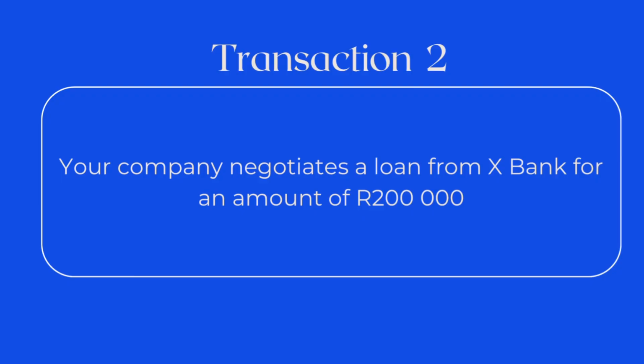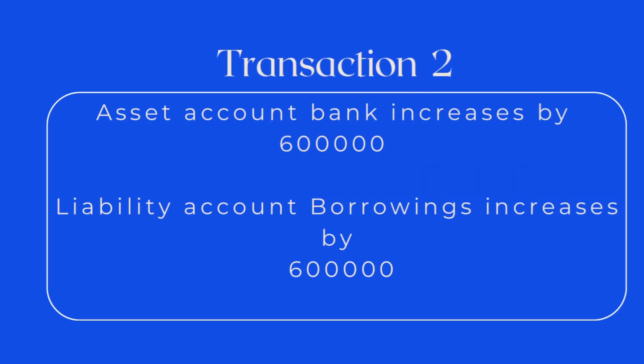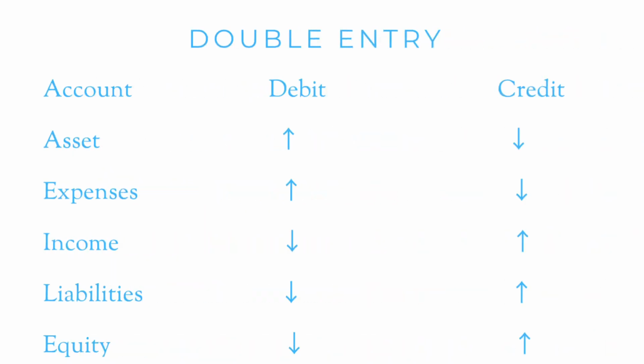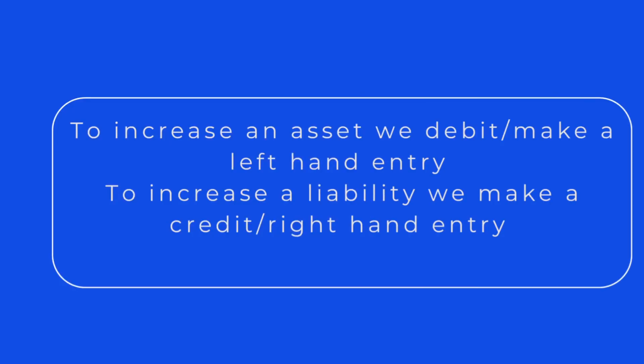With the second transaction, the asset account bank is increased by 200,000 and the liability account borrowings is increased by 200,000. Now, using the double entry method, we know to increase an asset, we make a debit or a left-hand entry. And to increase a liability, we make a credit or a right-hand entry.